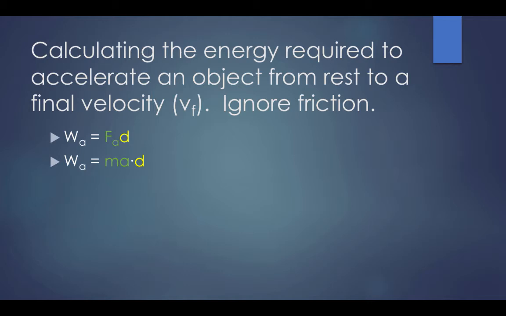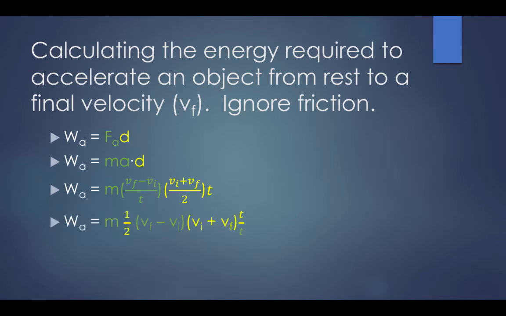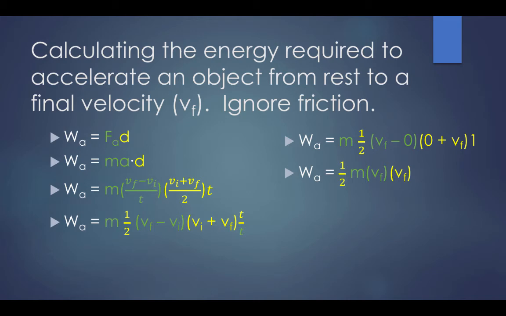acceleration times displacement. Remembering back to our kinematic equations, we can sub acceleration with delta v divided by time, and displacement can be replaced with average velocity times time. Manipulating the equation, we'll factor out the 1/2 and the divide by t. We now have work applied equals mass times 1/2 delta v times vi plus vf times t over t. Since initial v is 0 and t divided by t is 1, we get work applied equals mass times 1/2 times vf times 1. Work applied is 1/2 mass times v final times v final. This makes 1/2 mass times v final squared.